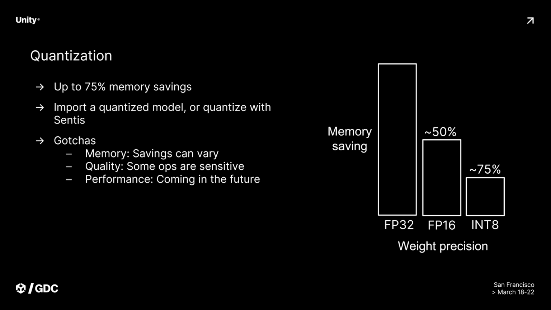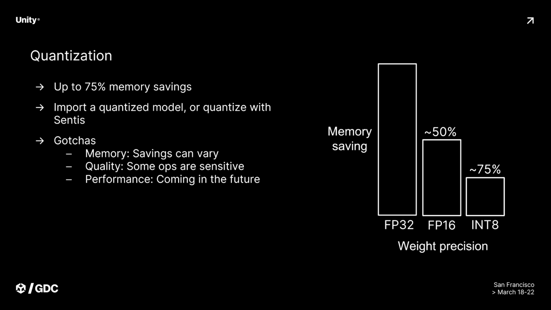This is really promising, and we've been seeing around 75% model savings with int8 quantization. That's really useful if you want to ship your model on your phone, for example, where the app size is really an issue. Of course, there are a few gotchas. Memory savings can vary; some models have better savings than others. Quality is all dependent on the model. For language models, for example, the quality is really good even though you quantize it, but for some models the quality might not be there. Performance is not there yet, but we're going to add that in the future.